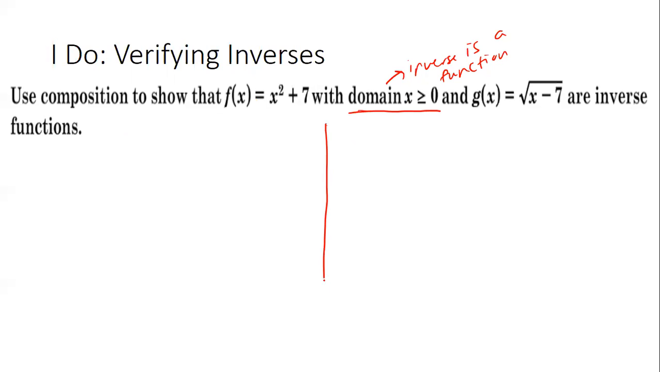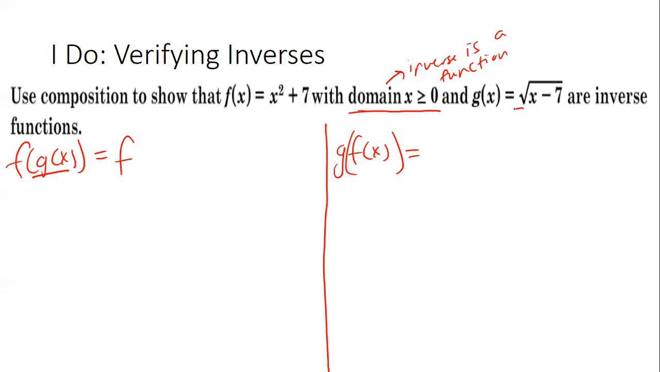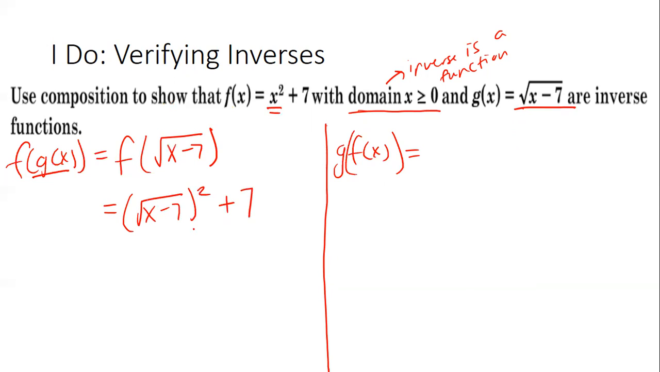So we're going to split this in half. We're going to do f of g of x on one side, and we're going to do g of f of x on the other side. So g of x, what does g of x equal? It equals the square root of x minus 7. So we're substituting in the square root of x minus 7 everywhere that there's an x. Okay, so that equals square root of x minus 7 squared plus 7.